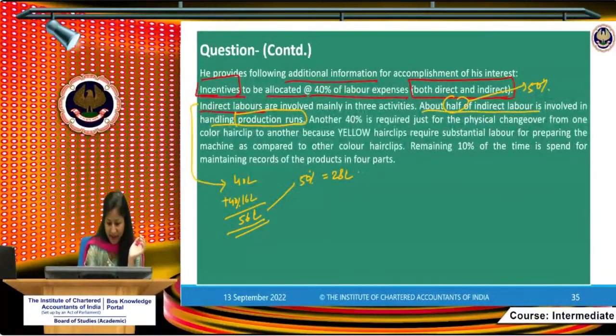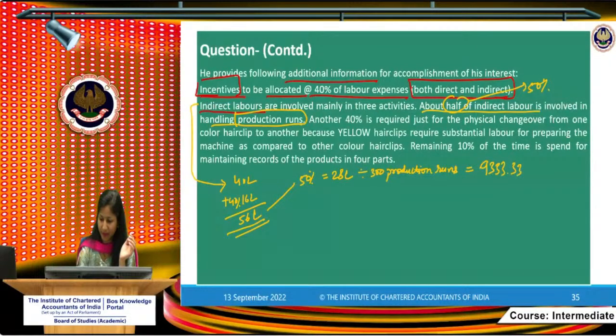So we will divide 28 lakh by 300 production runs. 28 lakh divided by 300 production runs, we get 9,333.33 per production run. This is the per unit figure. We will use this later while we are allocating the expenses to the separate products.